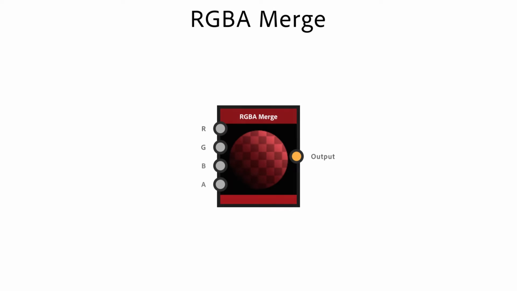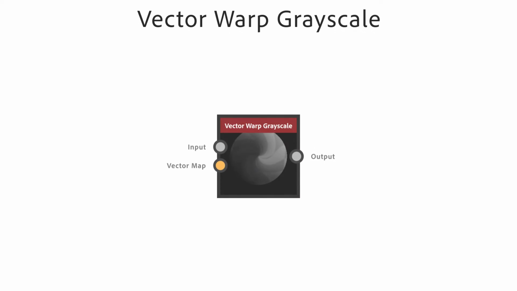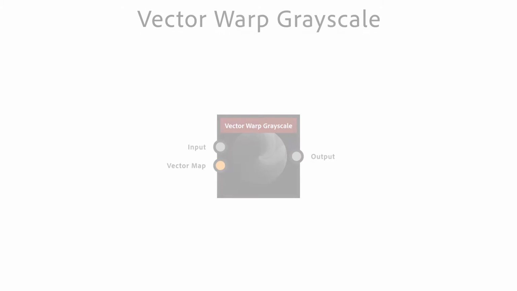An RGBA Merge node packs a separate grayscale input into each of the four channels. It's nice to make a flow map to use as a vector map. The Vector Warp Grayscale node is used for an advanced distortion effect. It is driven by a color vector map rather than a grayscale map. You can use a normal map or construct a map by combining channels with the RGBA Merge node.